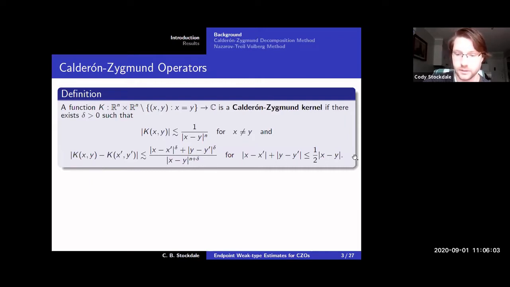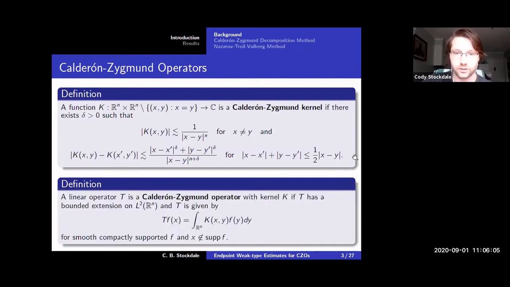This is the point. And then with these conditions, our operator is going to be defined by integration against that kernel. You take your input function f, you multiply by your kernel, and you integrate. And we're going to assume a priori that our operator is bounded on L2. Okay, so these are the operators that we're going to care about in this talk.